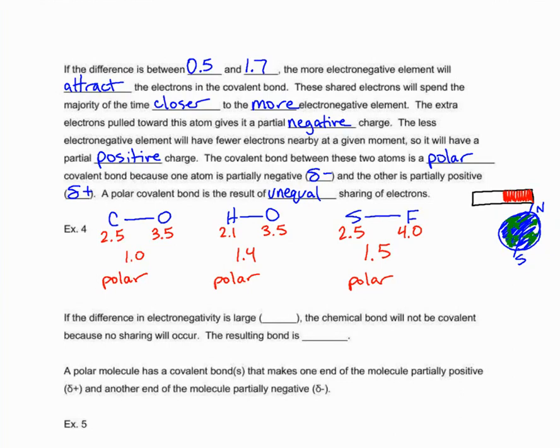If the difference in electronegativity is large, as in greater than 1.7, the chemical bond will not be covalent, because the more electronegative element is pulling the electron so hard that it will not share at all, and the resulting bond ends up being ionic.